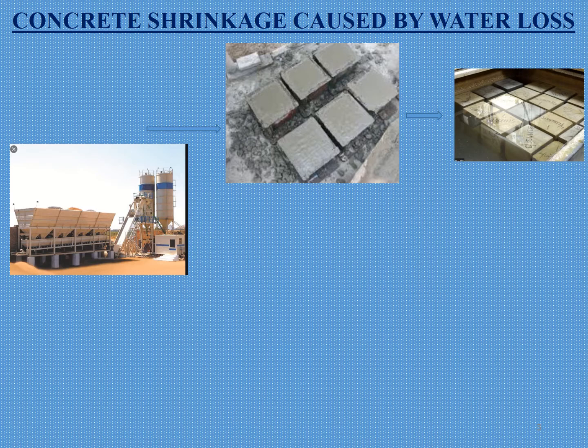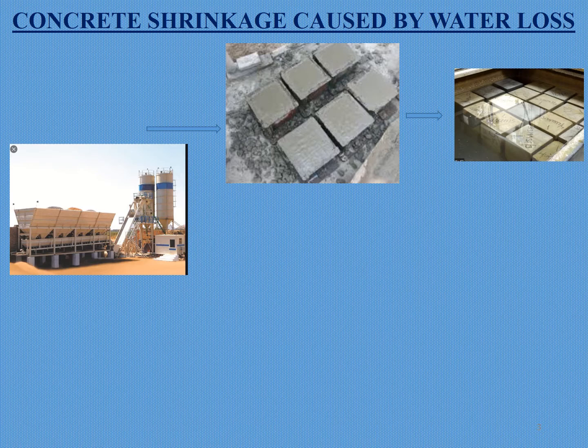Let's check the process of concrete production. Firstly, the batching plant produces the concrete. The slide shows the two processes for the explanation. Concrete is used to make test cubes, and the very next day they are demolded and the cubes submerged in water. The process we call curing.